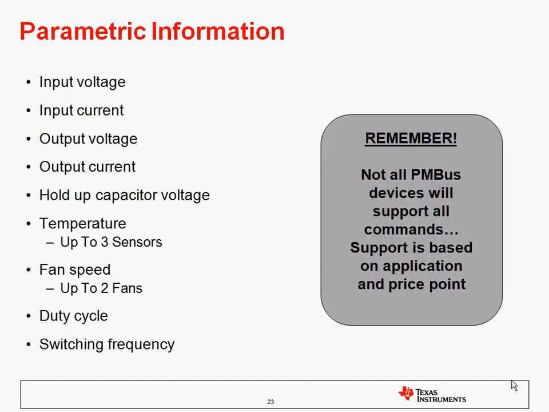One of the big uses of PMBus is to gather parametric information. So not all devices support all commands, but there's a long range of parameters that can be extracted from many of these chips. Input and output voltage, input and output current, hold-up capacitor voltage. If you have temperature sensors, it'll accommodate up to 3 of them. If you have fans, it can accommodate up to 2 different fans, as well as duty cycle and switching frequency. And these are all very popular power supply related parametric data.